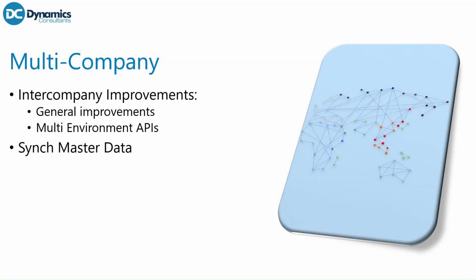Next up, we're going to look at multi-company. If you work in a multi-company environment where you have multiple companies or even multiple databases within your organization, there have been a number of improvements to help you with various elements of this. Within this, we have intercompany improvements, some general improvements that I'll go through, and also a multi-environment API, which sounds very fancy and technical. And there's also some synchronization of master data that we'll have a quick look at.